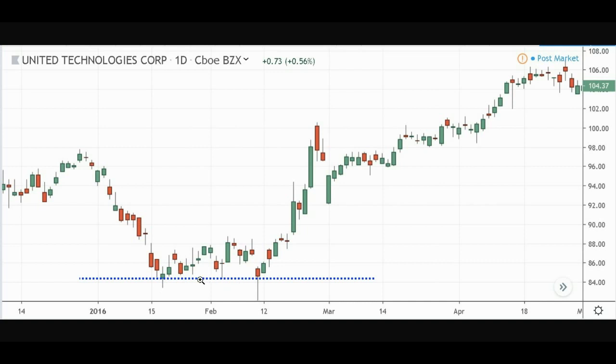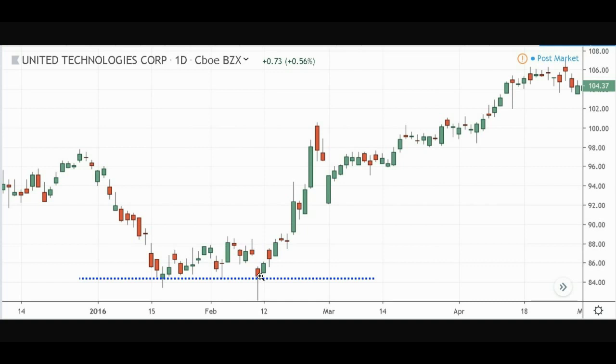And the wick came down to that support level, okay? But look how bullish the price action was after this candle. And look at the candlestick's wick, also known as a shadow. Some people call it a wick, some people call it a shadow. The lower wick or shadow on this one was big.